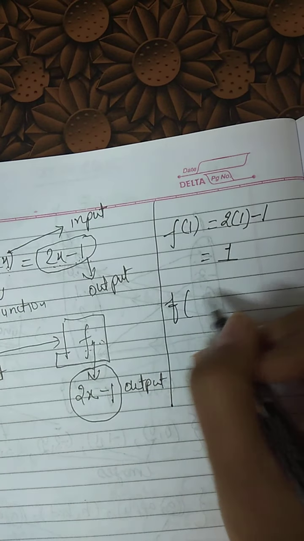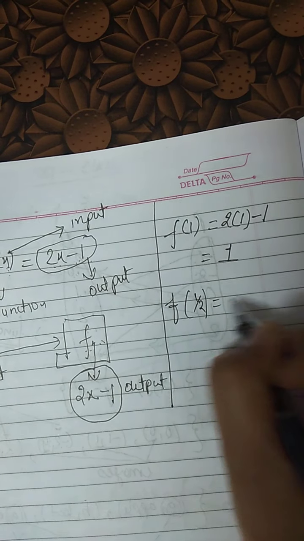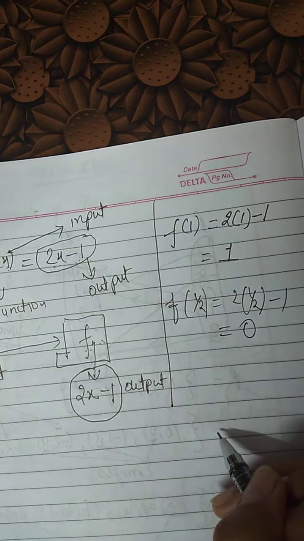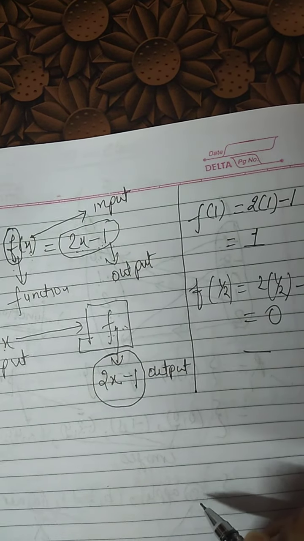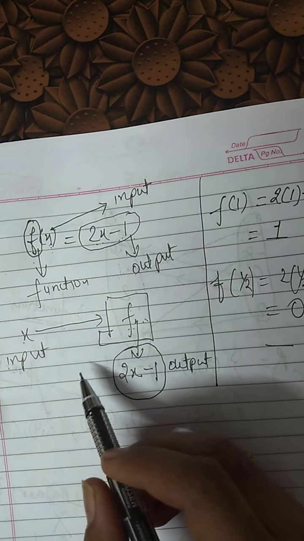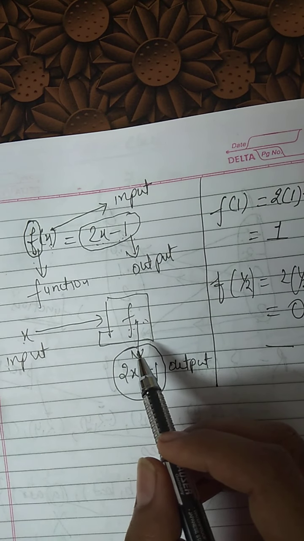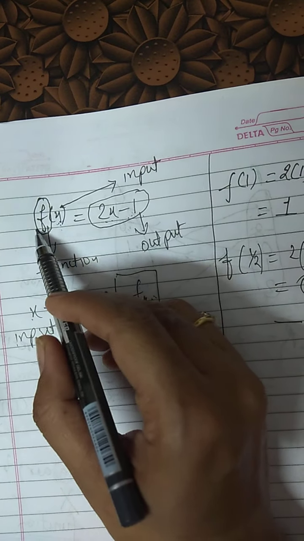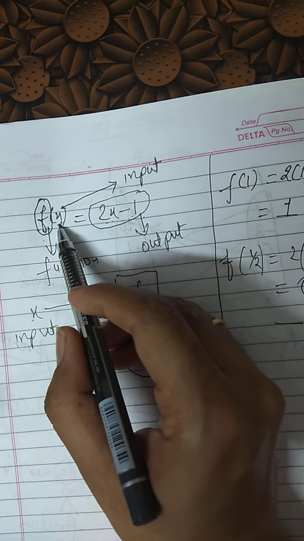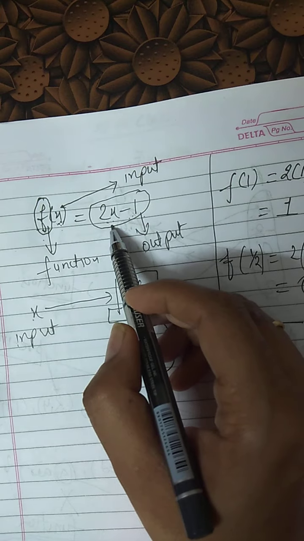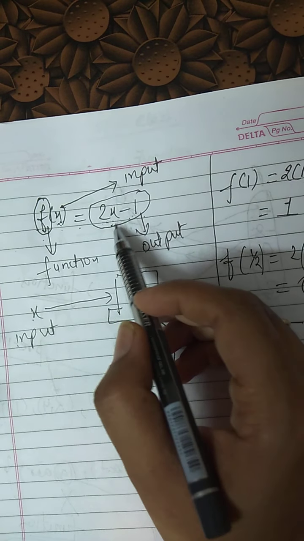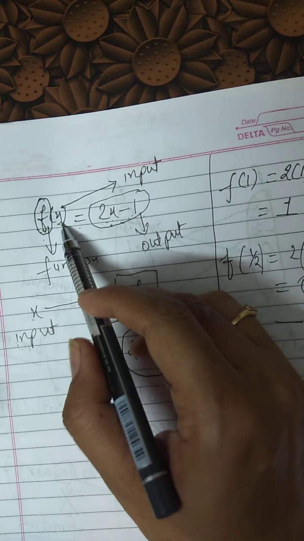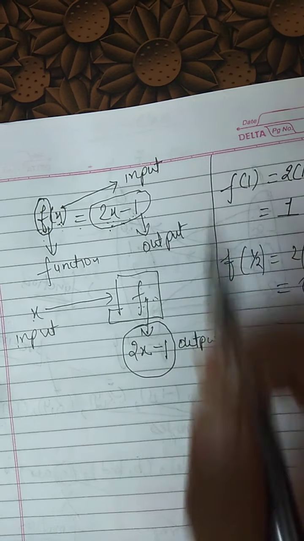If I give 1/2 here, then it becomes 2 times 1/2 minus 1, so the answer will be 0, and so on. Okay, so this is how the function works. A function is nothing but a machine, you can take it as that. Whatever you write in the bracket of f of x is the input, and the RHS is the output. That means the function has worked on x, and this is the result, right?